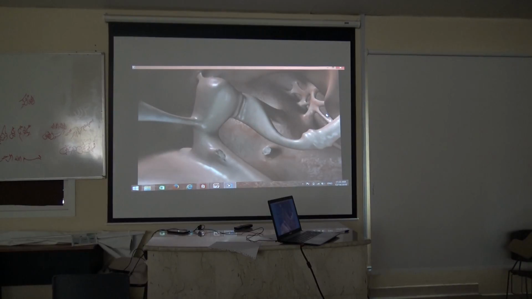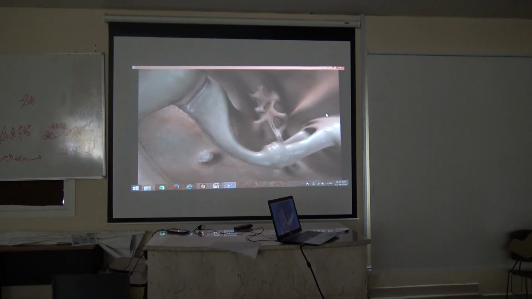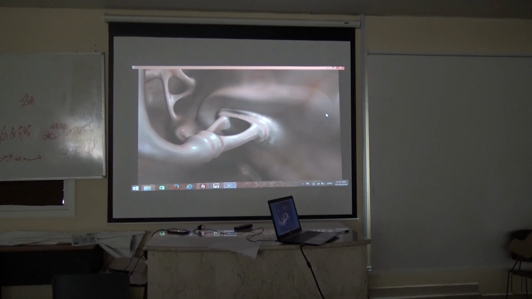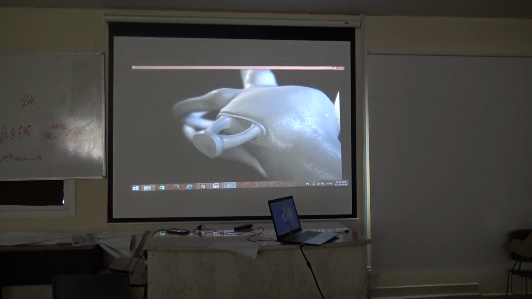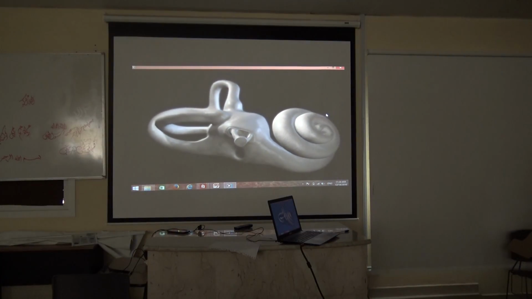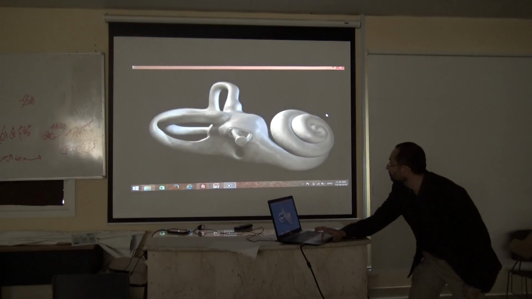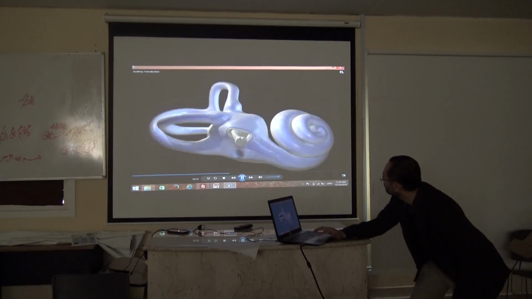2 structures which normally obscure this view of the middle ear have been removed. They are the chorda tympani nerve and the tendon of the tensor tympani muscle. Through the ossicles, the vibrations of the tympanic membrane are transferred to the footplate of the stapes. The inner ear is filled with a fluid called perilymph.